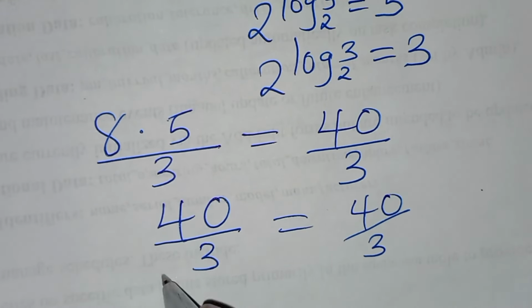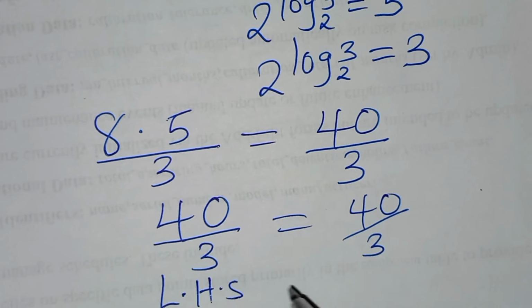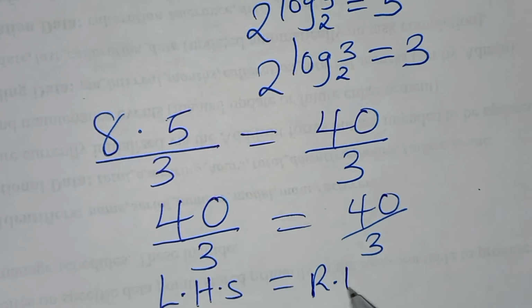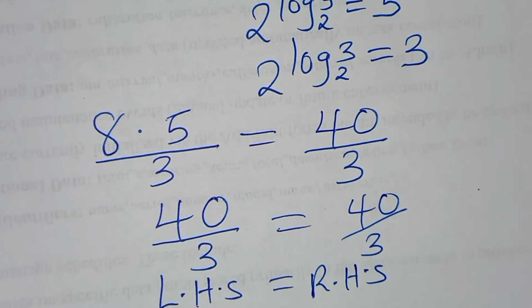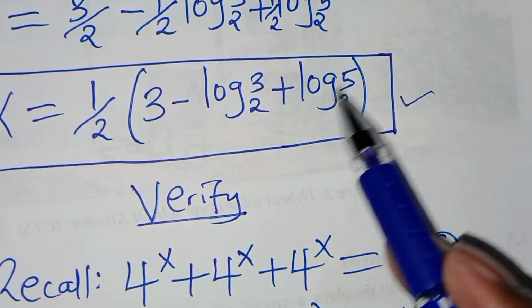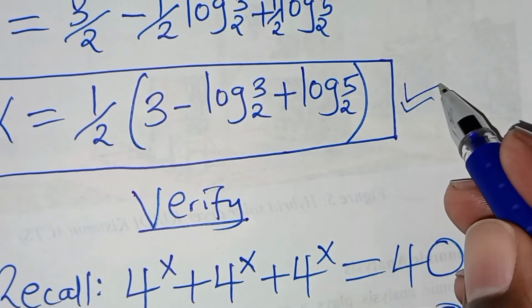So this implies that the left hand side is equal to the right hand side. And this implies that the value of x, which is equal to half into the parentheses 3 minus log 3 to base 2 plus log 5 to base 2, actually satisfies the equation.